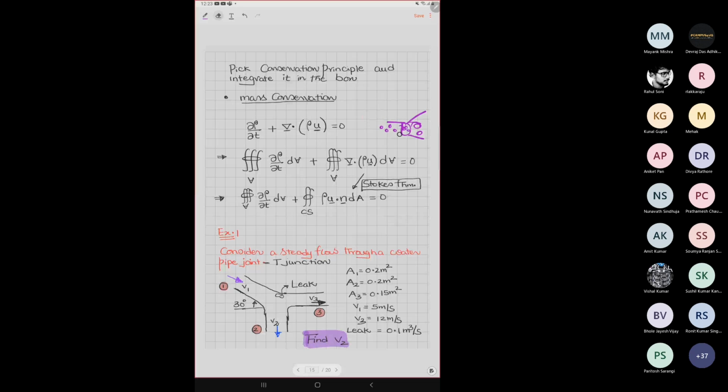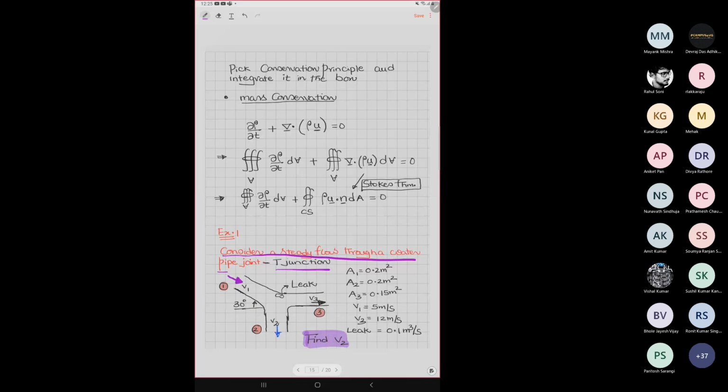For that kind of application, consider a steady flow through a water pipe joint, which is a T junction. So the T junction perhaps looks like this. It can have even different kinds of shapes. I'm just drawing an abstract T junction. One side is making a 30 degree angle, the other is vertically down, and the other side is horizontal. Can you visualize this T joint?